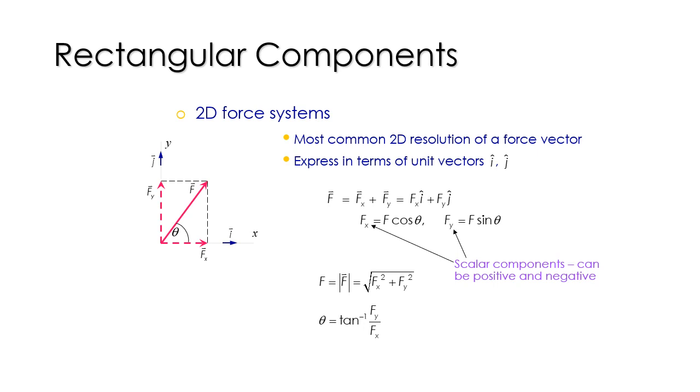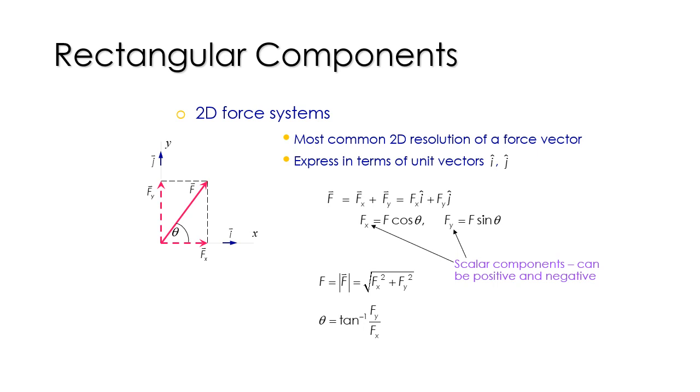Then the magnitude of F sub x can be obtained by this formula, F times cosine of theta, and the magnitude of F sub y can be obtained by the formula F sine of theta. So Fx is basically the component of force F along the x-axis, and F sub y is the component of F along the y-axis.